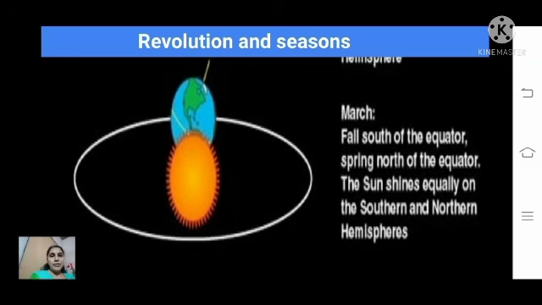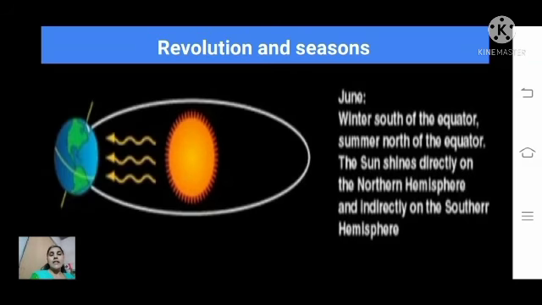Okay, after few months, again the earth reaches the another side of the sun. This time, the sunlight directly falls on the northern hemisphere and indirectly falls on the southern hemisphere. So, the northern hemisphere has summer at that time and the southern hemisphere has winter. Clear? Northern hemisphere has summer and southern hemisphere has winter.